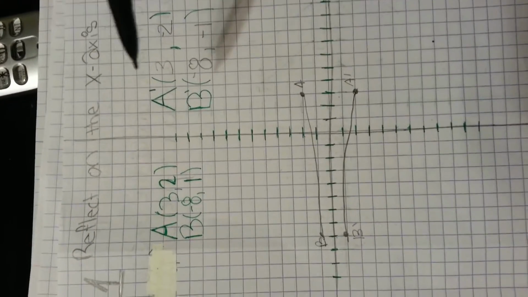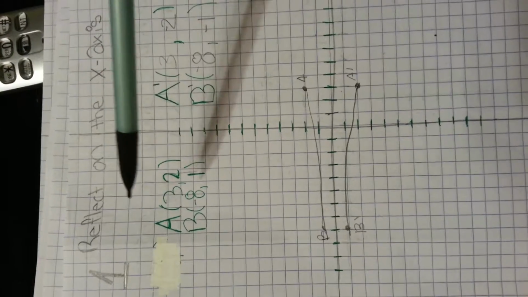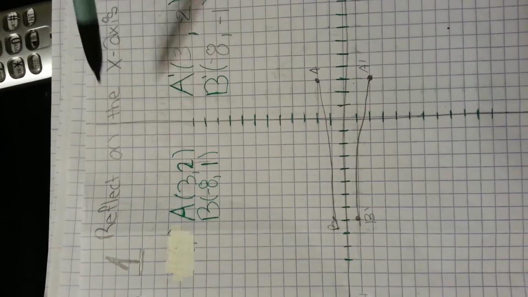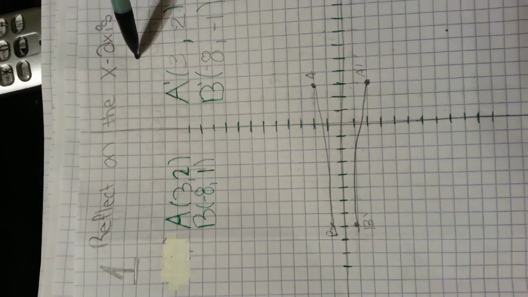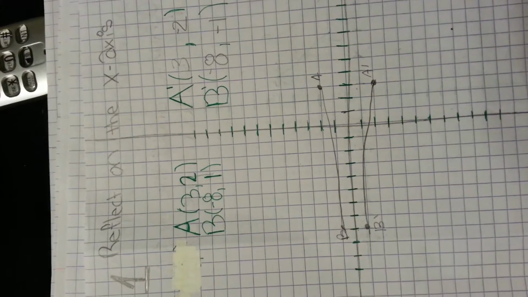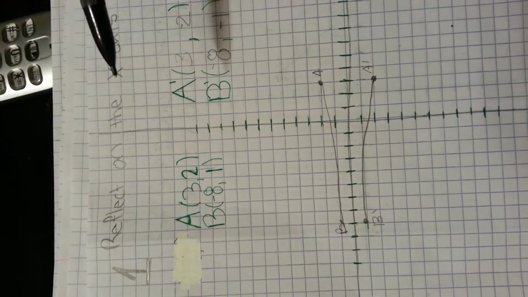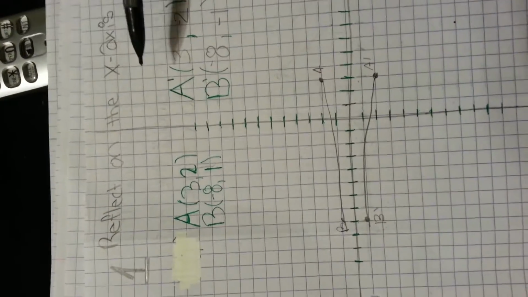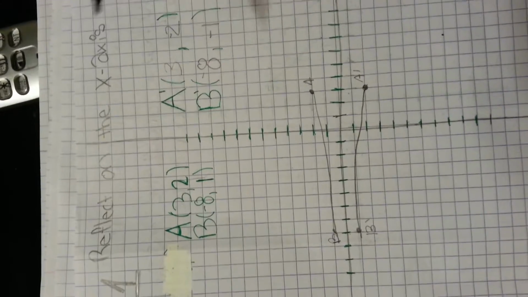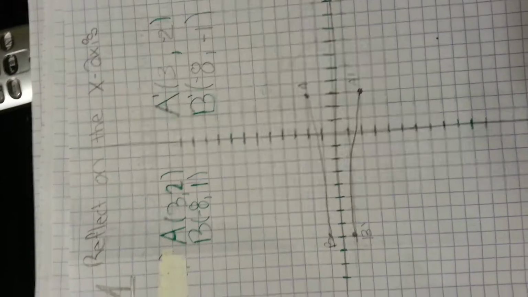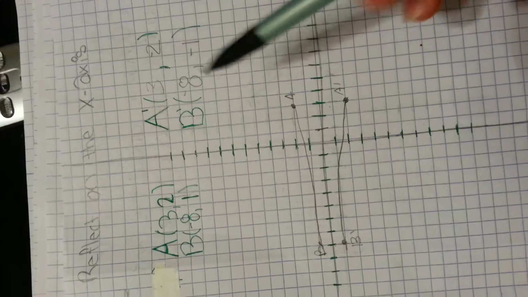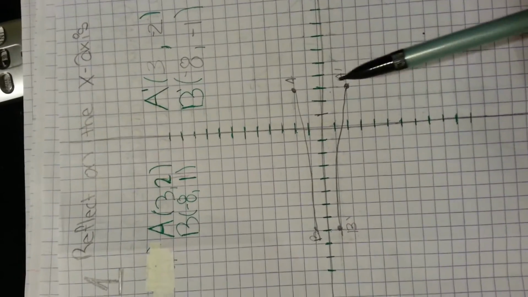And for A prime, I turn the y into a negative because you're reflecting on the x-axis. So you would change the y into a negative, and vice versa, if you were reflecting on the y-axis, you would change the x to a negative. But because you are reflecting on the x-axis, you would do that. So I turned them into a negative, and I plotted it, and that's how you get AB prime.